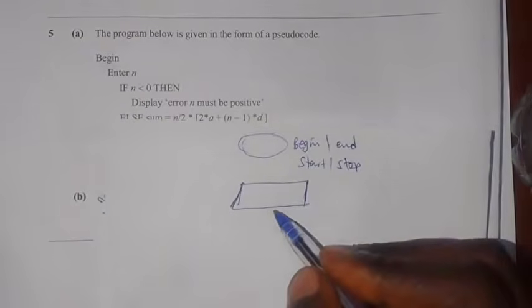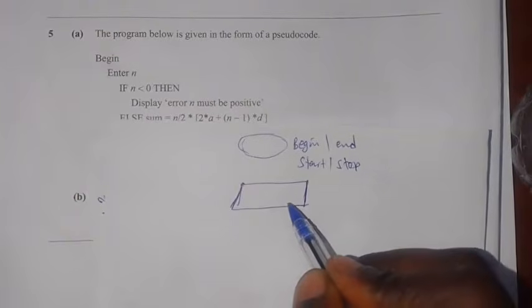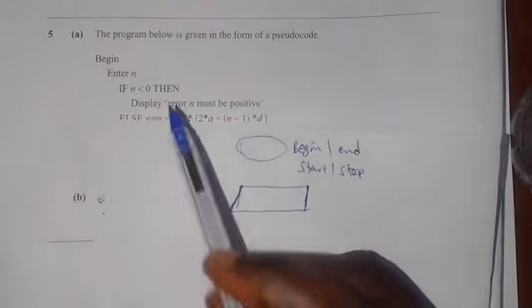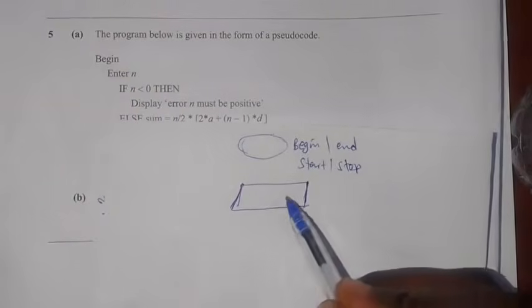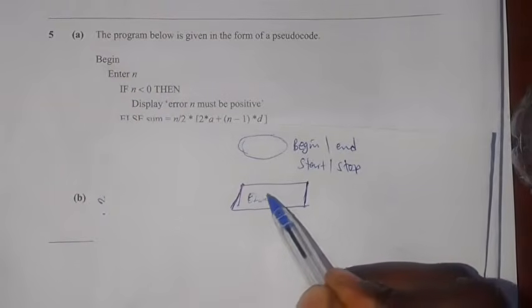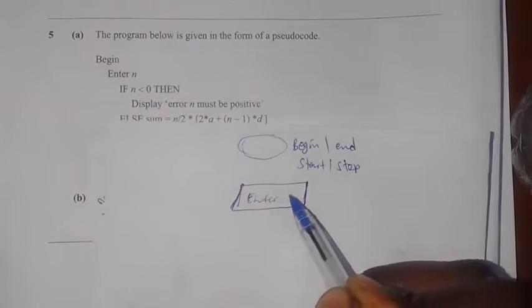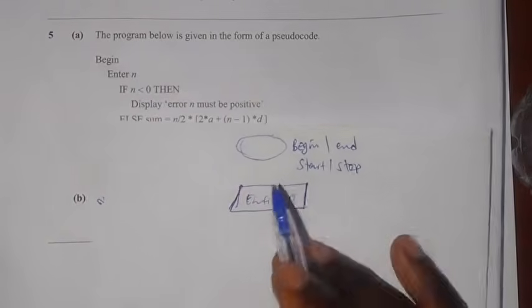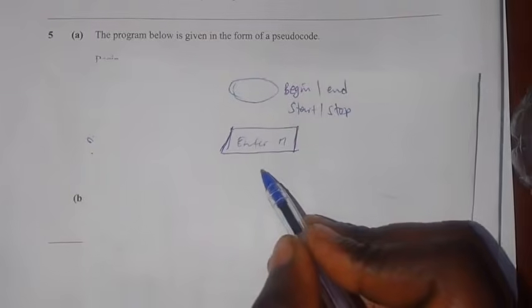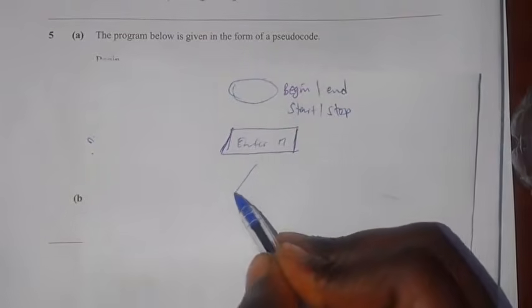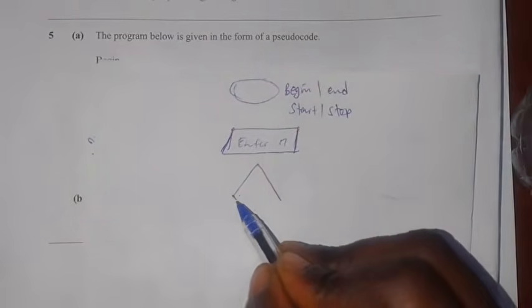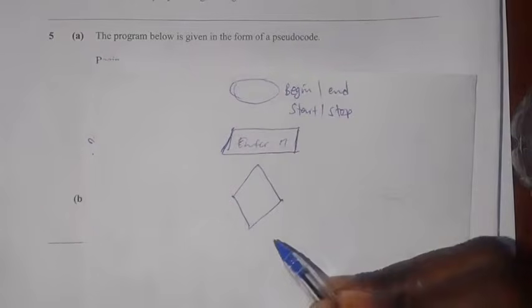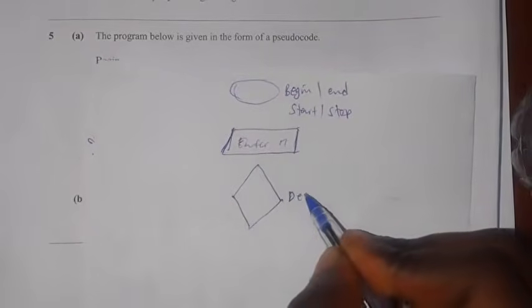In this parallelogram is where we can insert the input. You can see here there is enter. So this is where you say enter whatever they have given you. So here, enter n. Then apart from this symbol, we also have a diamond shape, or a rhombus, which looks like this one. So this is a decision box.